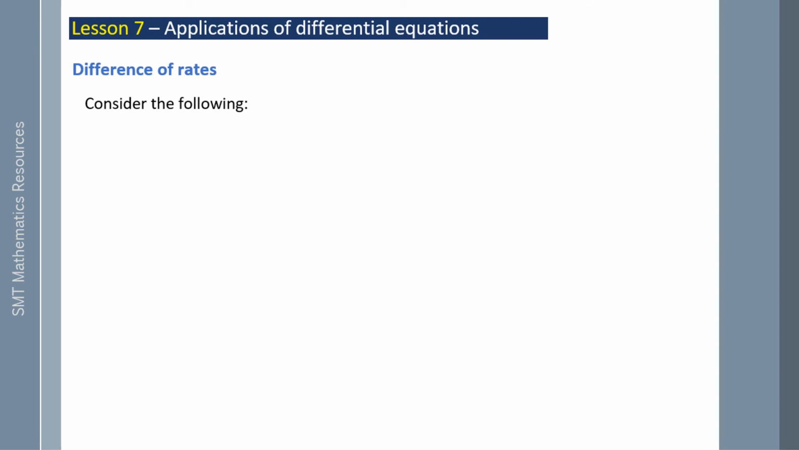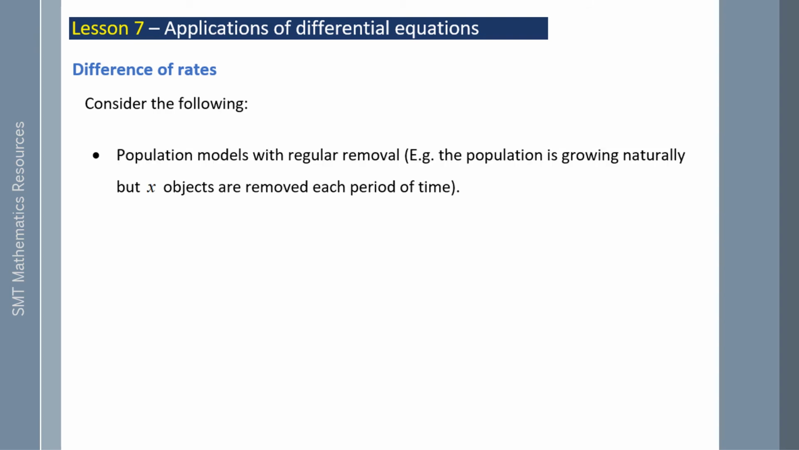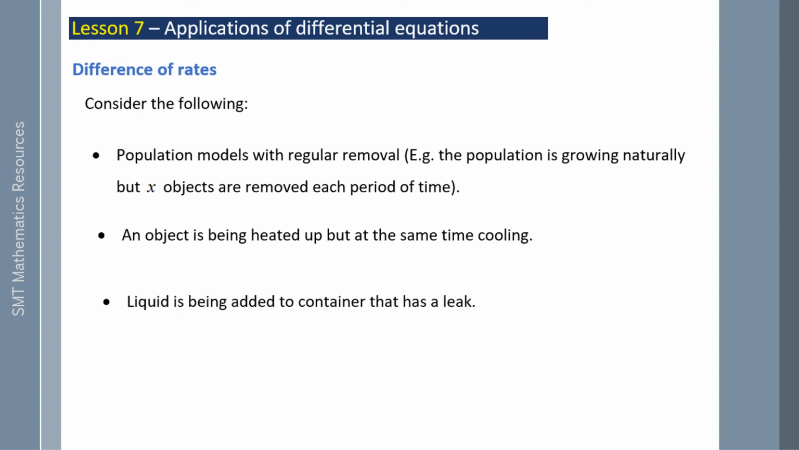Difference of rates. Consider the following. Population models with regular removal, for example, the population is growing naturally, but X objects are removed each period of time. So maybe at the end of every year, you remove 10 of your species. Or an object is being heated up while cooling, or liquid is being added to a container that has a leak. So you might have a leak of 10 litres per minute, but you're adding water at 11 litres per minute.